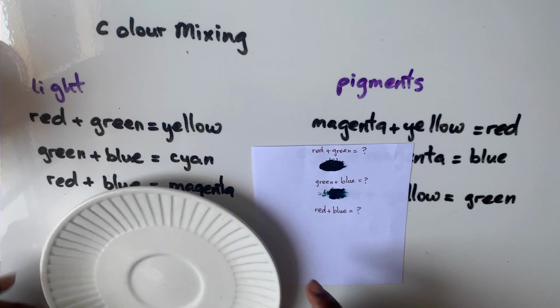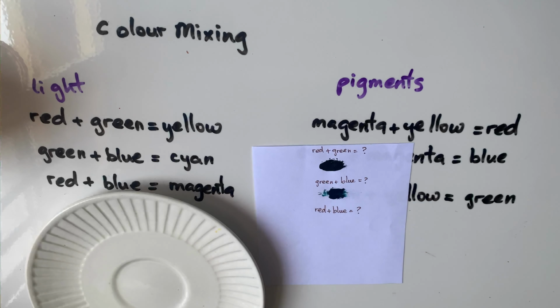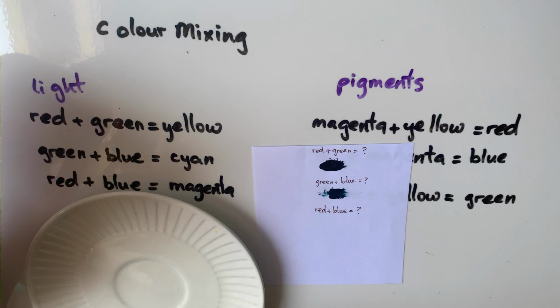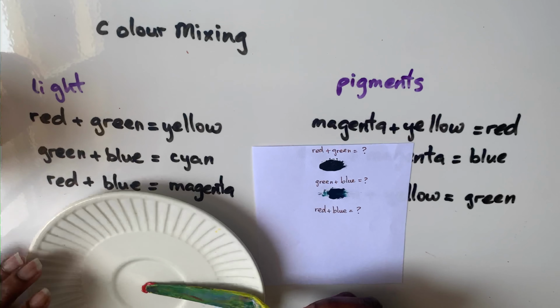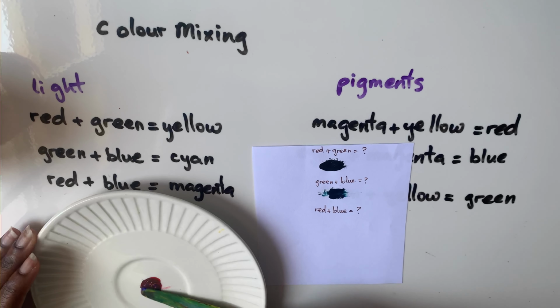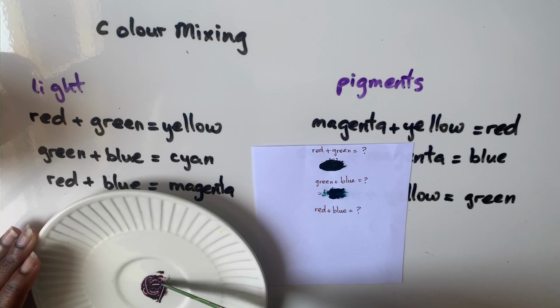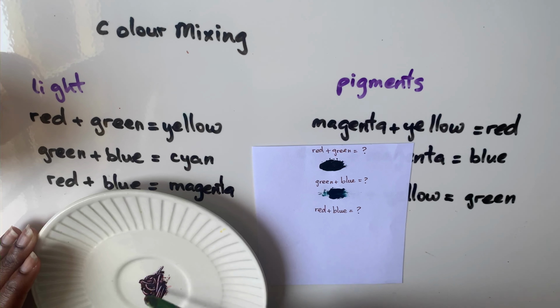And now for the last one, we will be attempting to make magenta with red and blue. So we have the cadmium red, and then we have ultramarine blue. This is like a kind of burgundy situation.